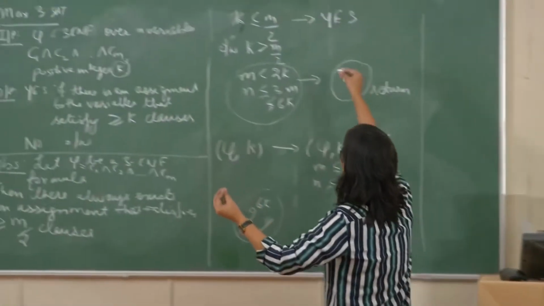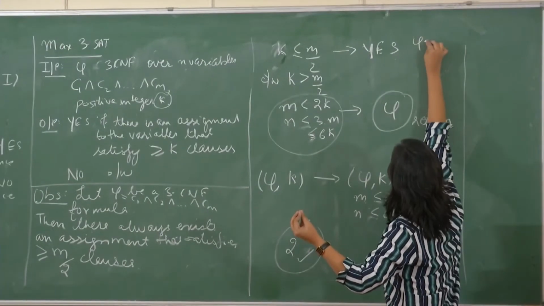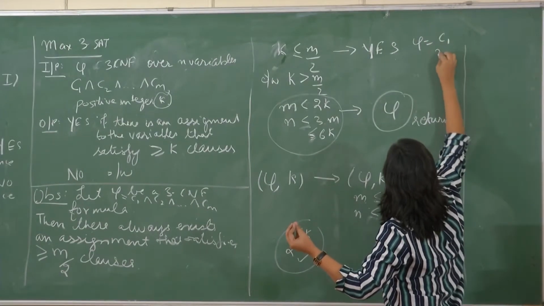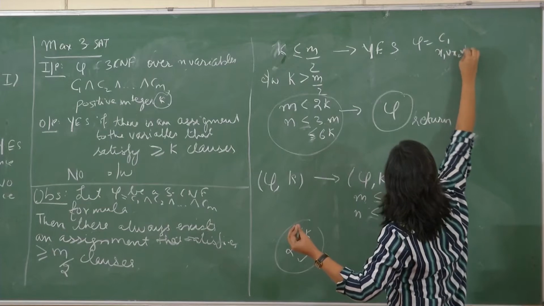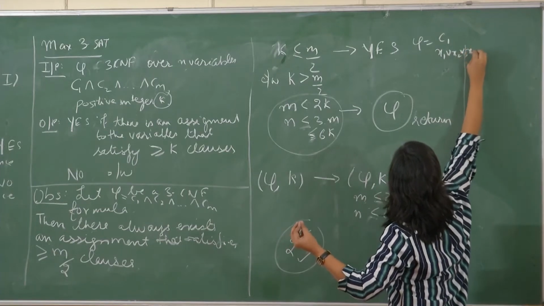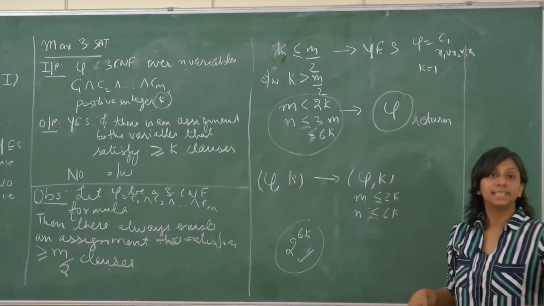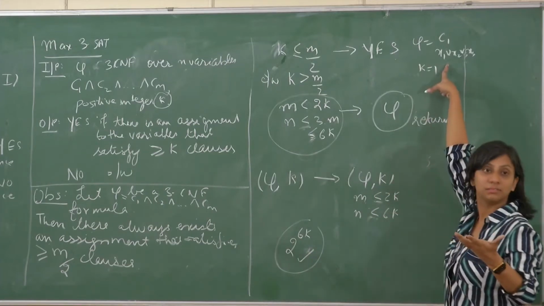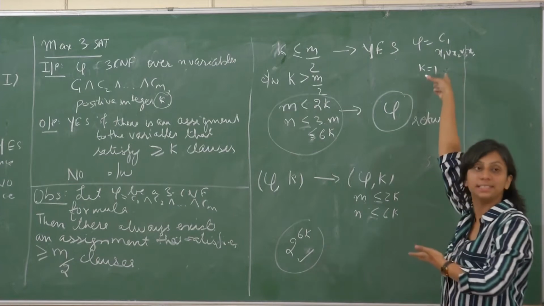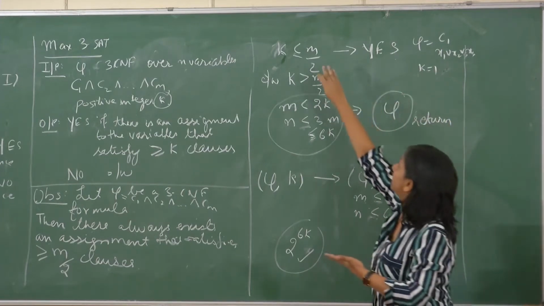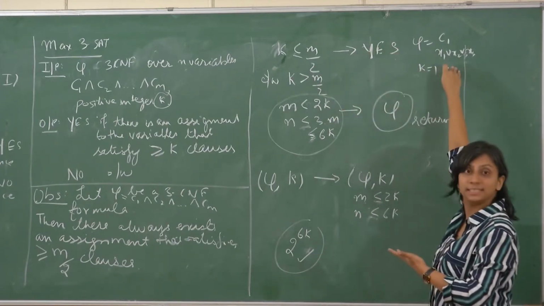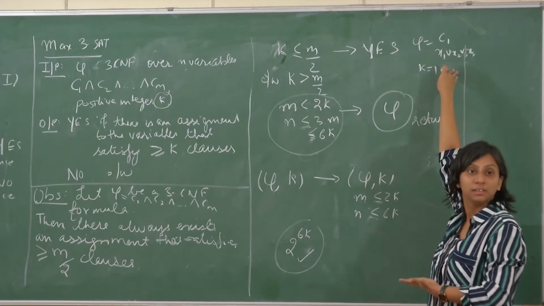For example, in this case, I'll output an instance where psi is a single clause, which is x1 or x2 or x3, and k is say 1. So you want to find an assignment that satisfies at least one clause. So this is always a yes instance, right? In this case, I've outputted an equivalent instance, and of course its size is small.